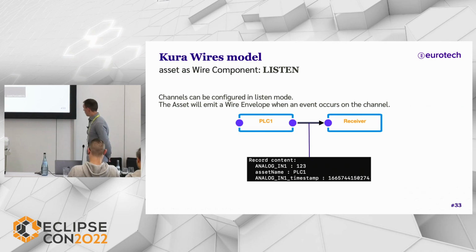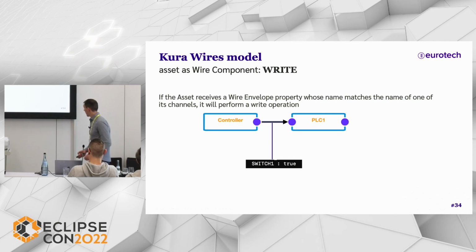If you use listen mode, the driver is also able to send data point change notification events spontaneously. So you don't need a timer here. The driver will notify when something changes, and you will have the result on the wire with the same format as before. If you want to write, you just have to send a property where the name matches the name of one of the channels in the asset, and then send the value. For example, this will turn on the configured switch.